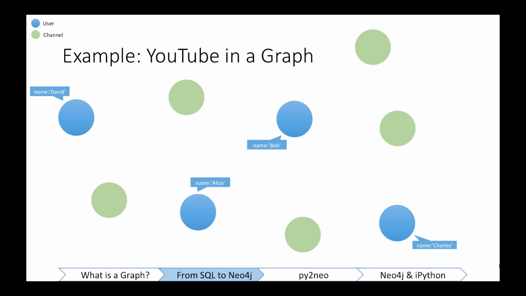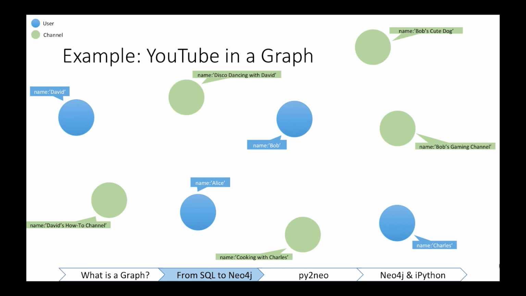So let's look at how we would store YouTube in a graph, in a Neo4j graph database. In Neo4j, there are different node labels. Here we have user nodes in blue, and we'll have channel nodes in green. So this example Neo4j database is only going to have 2 node types. We call them node labels. So we'll have users and channels.